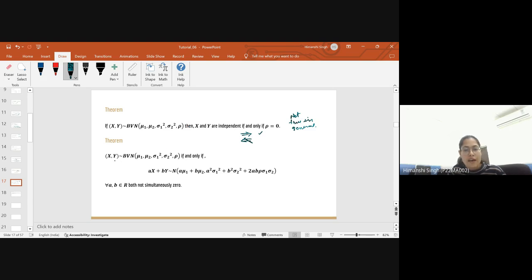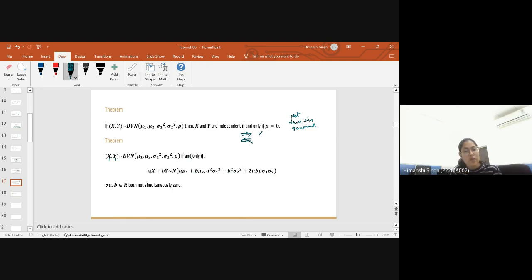Apart from this, the joint distribution of x comma y is bivariate normal if and only if every linear combination of x and y is normal. Sorry, not bivariate, it will be a normal distribution with mean a mu 1 plus b mu 2 and variance a square sigma 1 square plus b square sigma 2 square plus 2ab rho sigma 1 sigma 2. So if I consider a bivariate normal distribution and take a linear combination of these random variables, then it will be normal with this mean and variance.